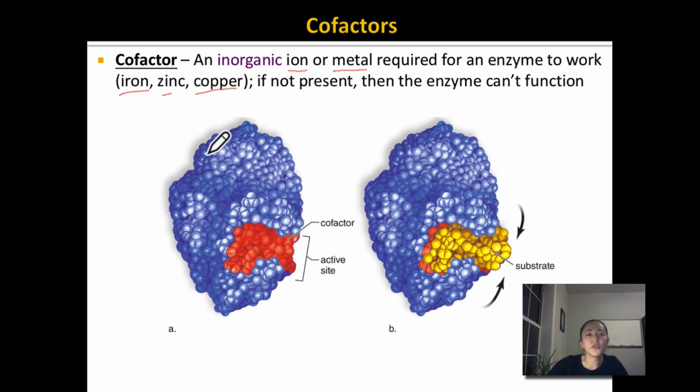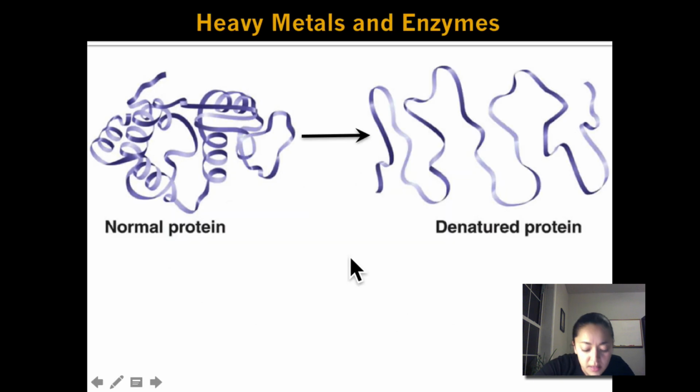So if you remove iron or remove zinc or have too low levels of copper present, then the enzyme can't work at all. And so here you can see in red is the cofactor, and it's actually making this enzyme, this blue thing, work so that the substrate can come in and bind to the active site. If this red cofactor wasn't here, the enzyme wouldn't be able to work.